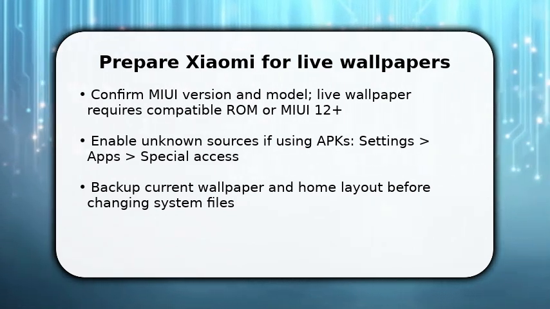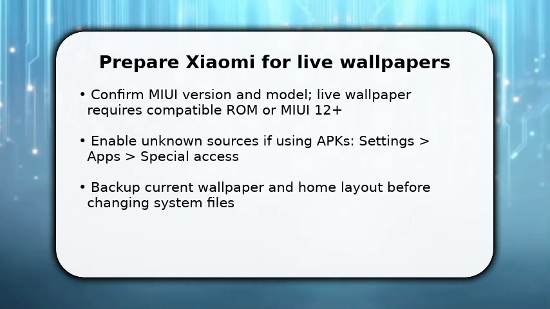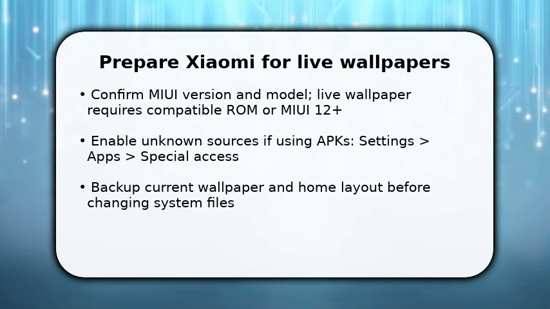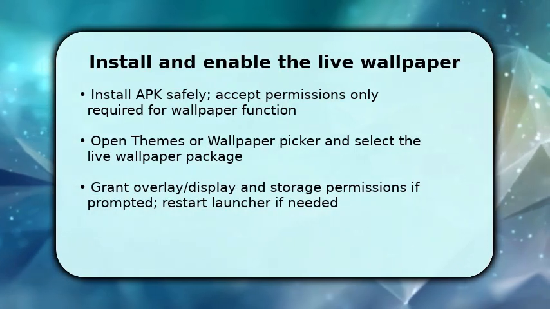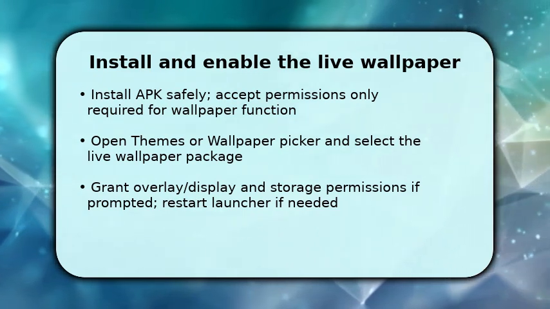Then download a reputable Live Wallpaper APK or the MIUI Themes app. Keep the file and any required companion files in one folder so the next steps flow smoothly. Now install the Live Wallpaper. Tap the APK and follow prompts, granting only permissions needed for wallpapers.